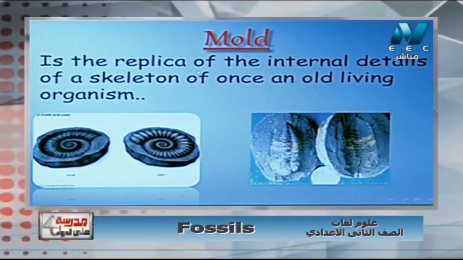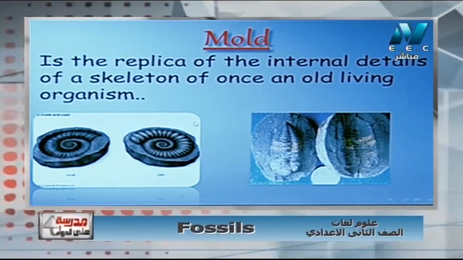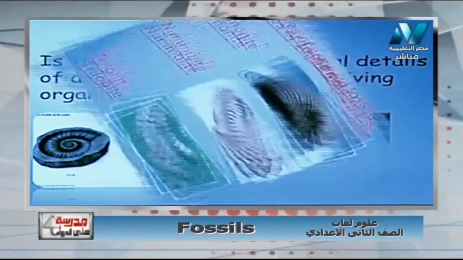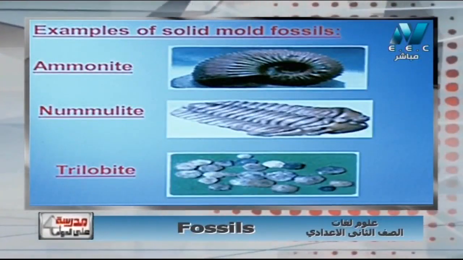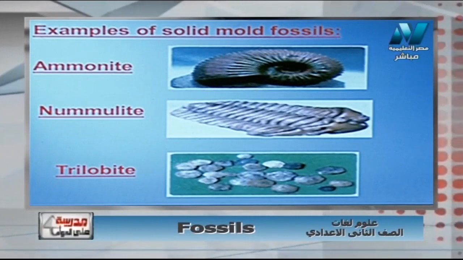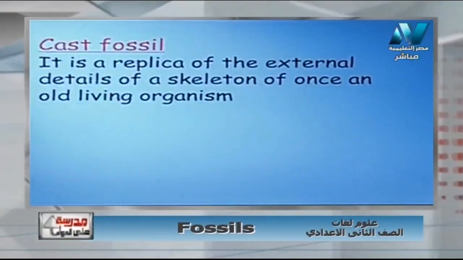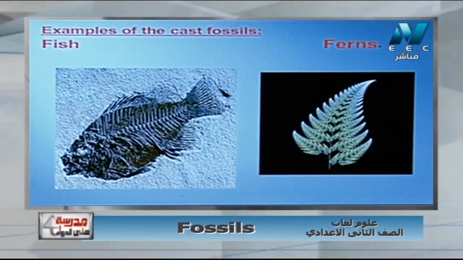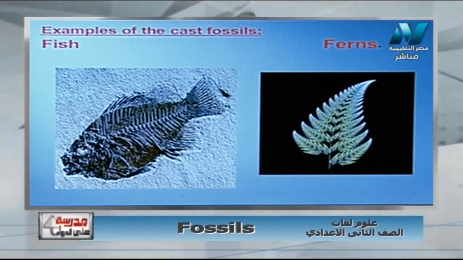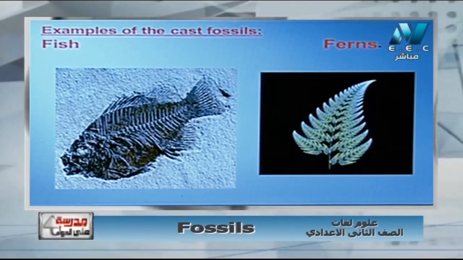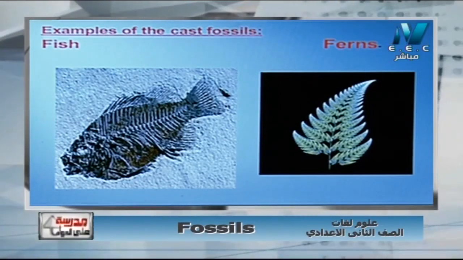Okay, so we have said mold is a replica of the internal details of a skeleton once, and these are the two we have. This is what we call the ammonite fossil and trilobite. This is a solid mold: ammonite, nummulite, and trilobite. These are the three examples of mold, internal shape. Cast is a replica of the external shape, like this. We have a fish that died, leaving its outer details, and ferns, a type of primitive plant, leaving the external shape.